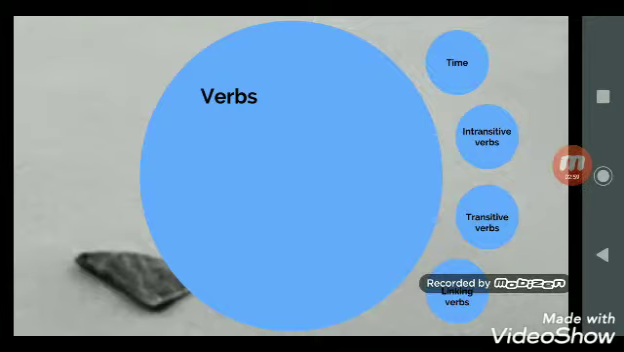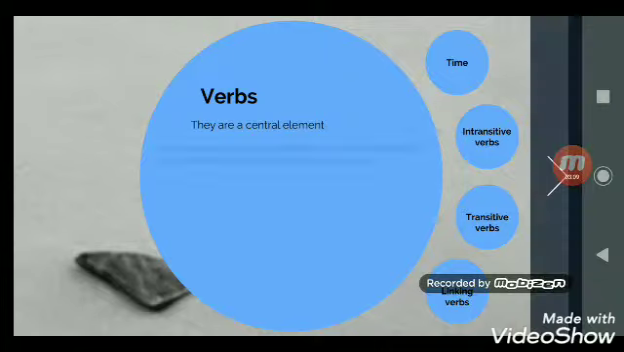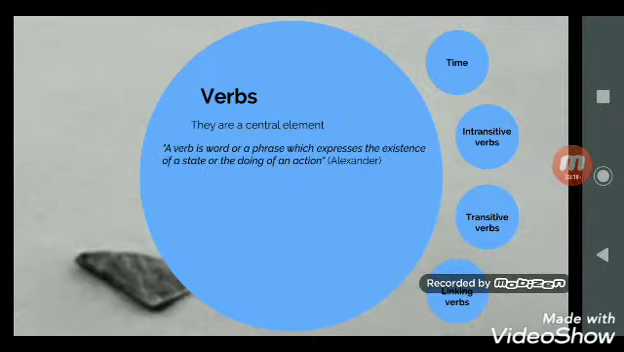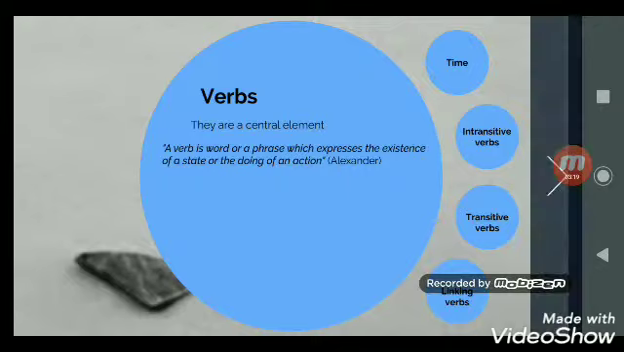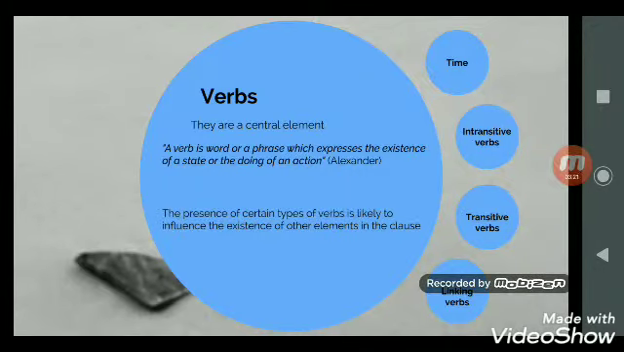So what do we know about verbs? They are a central element, and this is because they decide what's coming next in the clause. In the words of Alexander, a verb is a word or phrase which expresses the existence of a state or the doing of an action. The presence of certain types of verbs is likely to influence the existence of other elements in the clause.